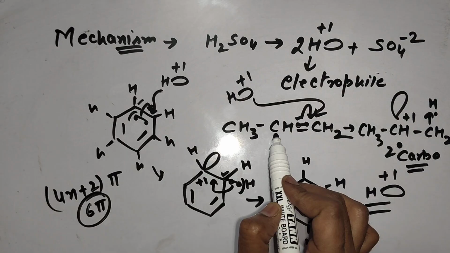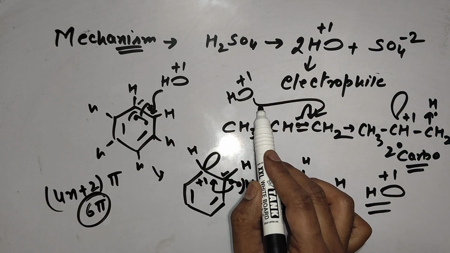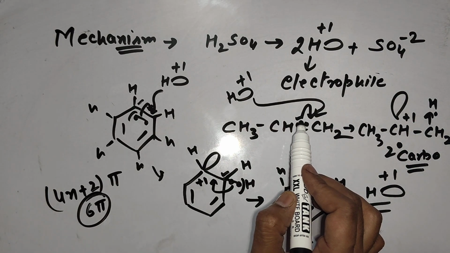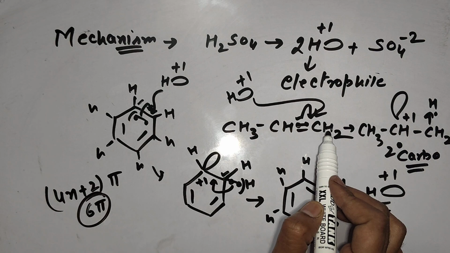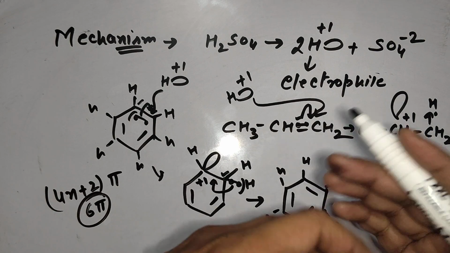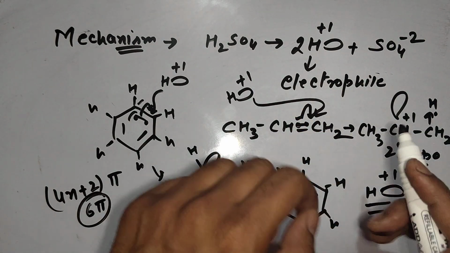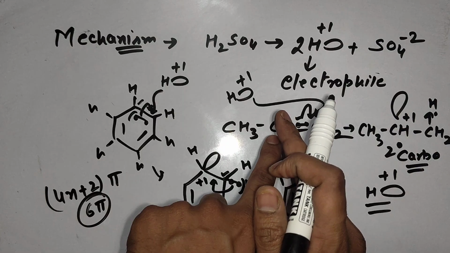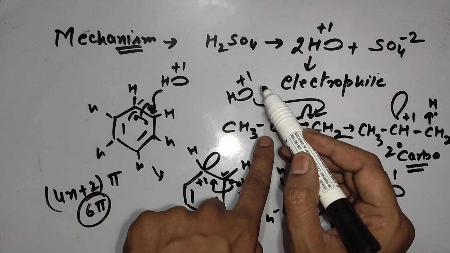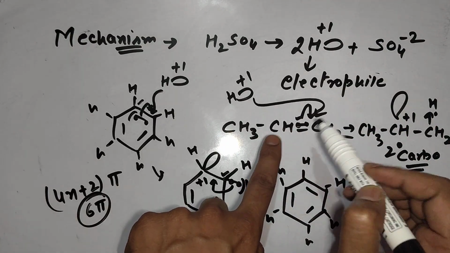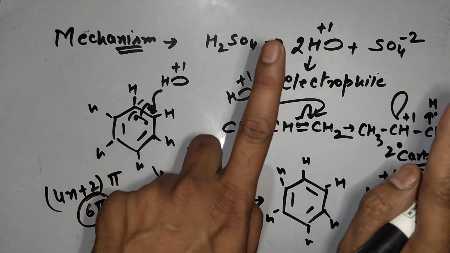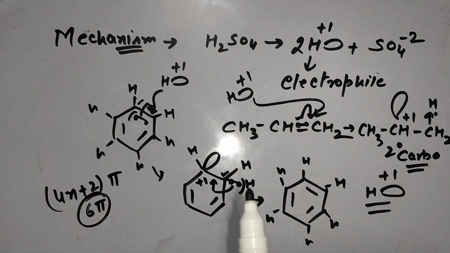It will not attack on this carbon because if it attacks on this carbon, pi electrons will shift to that side. 1 degree carbocation will generate. Please try by yourself. Already we have done these concepts. 1 degree carbocation is less stable as compared to 2 degree carbocation. So this hydrogen prefers to attack on this carbon for electron. Which rule is it? Markovnikov rule.